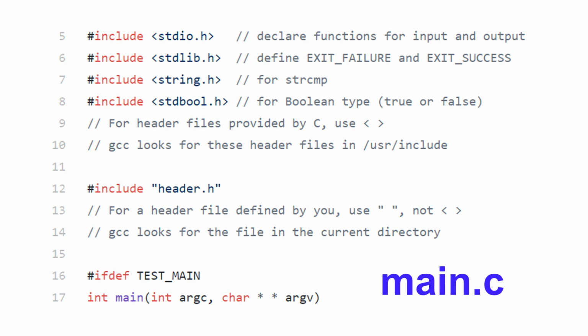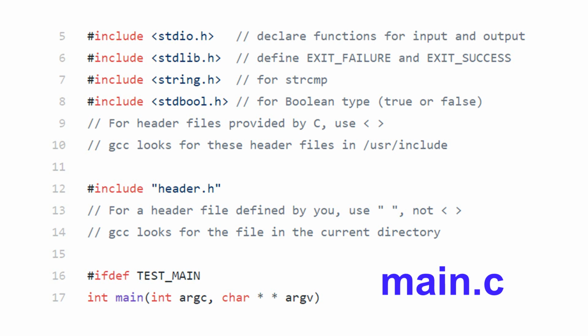The first header file declares the standard input and output functions, such as printing and reading from files. The second header file defines EXIT_FAILURE and EXIT_SUCCESS. The third header file declares the functions for strings, such as comparing two strings. The fourth defines the logic values, true and false.